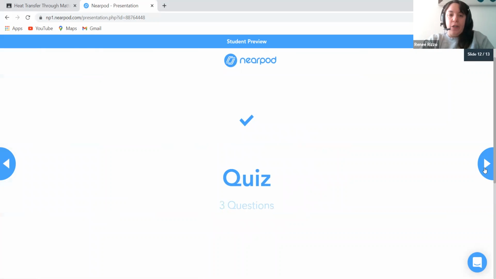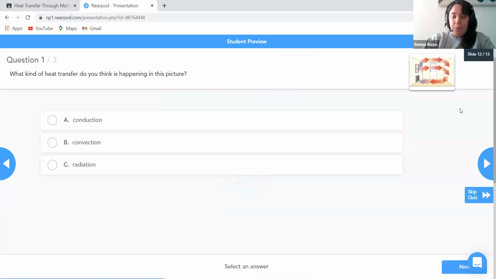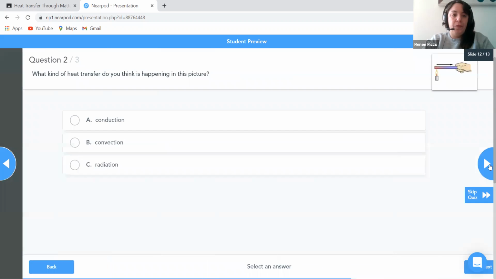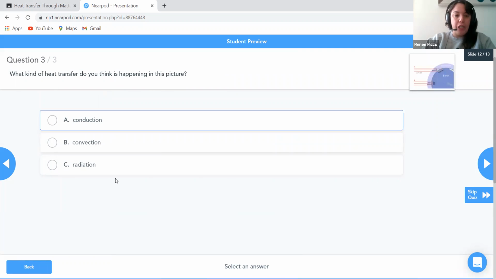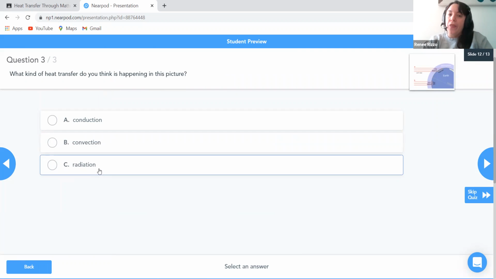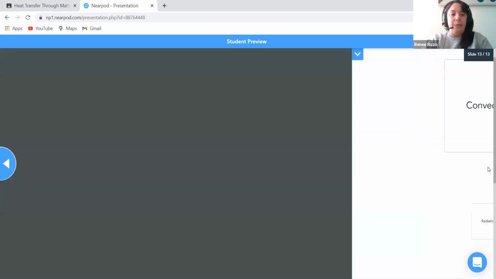I then created a quiz right in Nearpod. So I use the images that we originally used in the vocabulary. What kind of heat transfer do you think is happening in this picture? And it's convection. What kind of heat transfer do you think is happening in this picture? And it's conduction. And what kind of heat transfer do you think is happening in this picture? And it's radiation. So this is another chance for review and to check for understanding because students did already directly learn this earlier in the lesson.